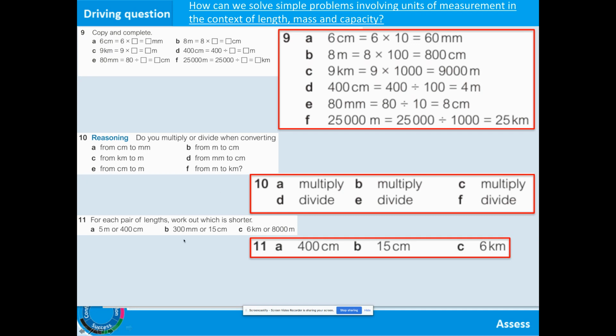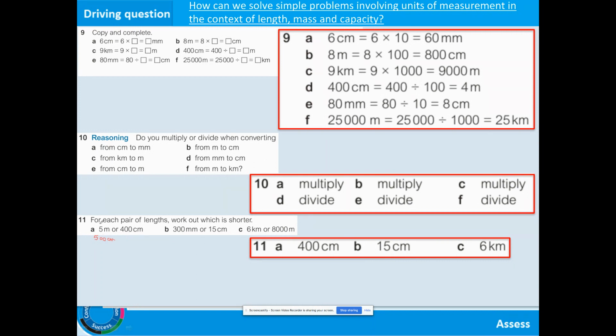Question 11, for each pair of lengths, work out which is shorter. So here you have to work out, I don't know if I'm on pen already. We need to convert so they're the same units. So 400 centimetres, I could convert this to be 500 centimetres. And compare. So it says which is shorter. So 400 is shorter than 500.